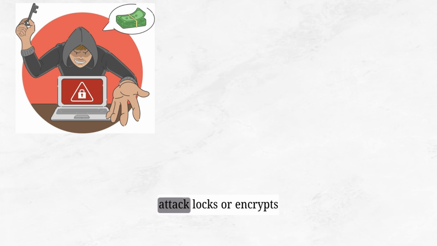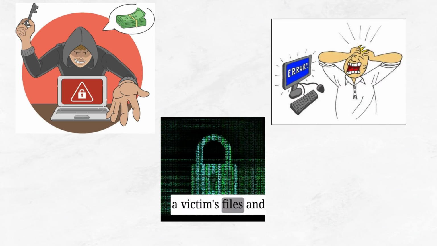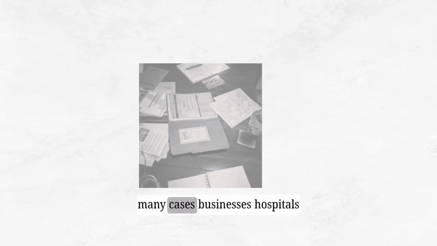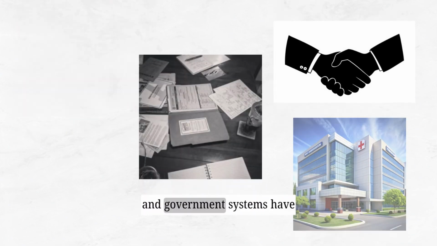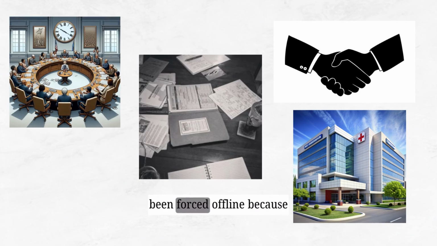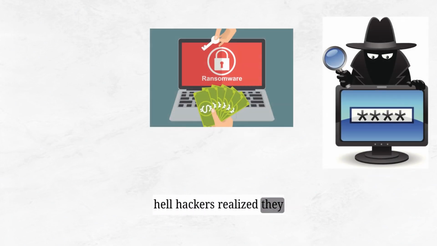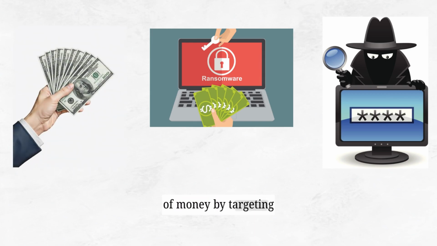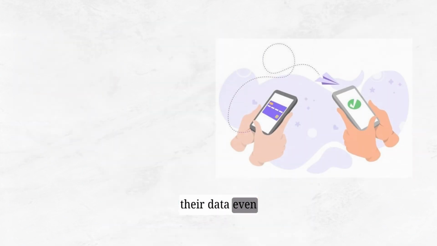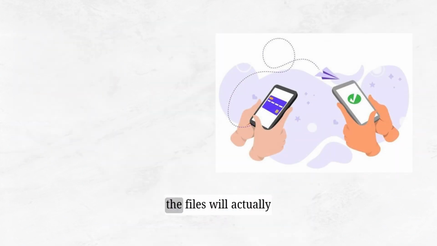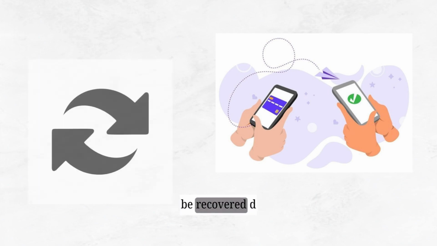Ransomware attack. A ransomware attack locks or encrypts a victim's files and demands payment to restore access. In many cases, businesses, hospitals, and government systems have been forced offline because of these attacks. Ransomware became especially dangerous as hackers realized they could earn large amounts of money by targeting organizations that rely heavily on constant access to their data. Even after payment, there is no guarantee the files will actually be recovered.